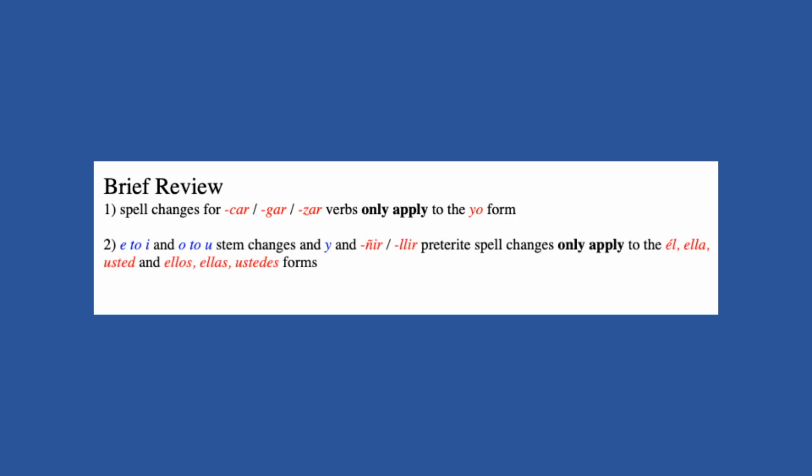To quickly recap, spell changes for gar and zar verbs only apply to the first person singular preterite form. E to I and O to U stem changes, and Y and enir and yir preterite spell changes, these all only apply to the third person singular and plural preterite forms. As for the other preterite stem changes, J, UV, U, and I, they apply to all forms.